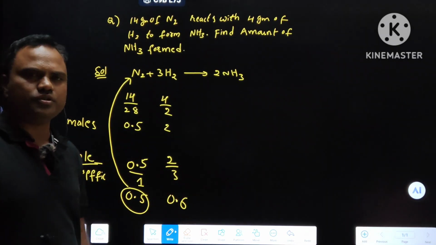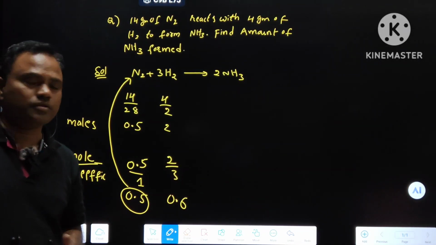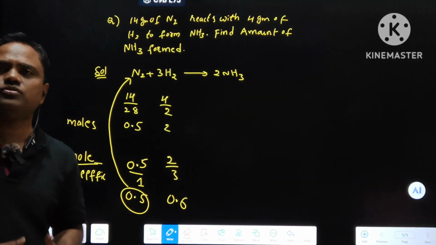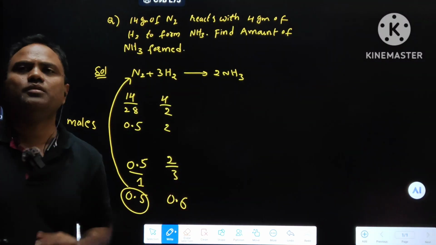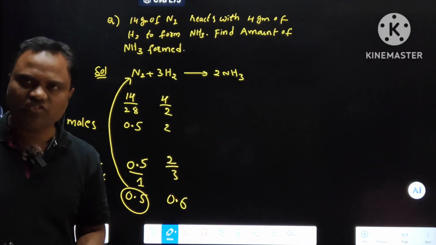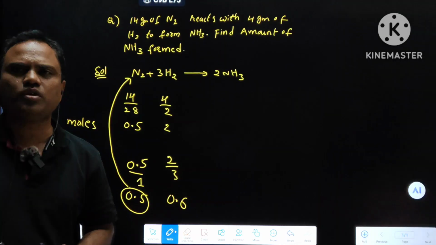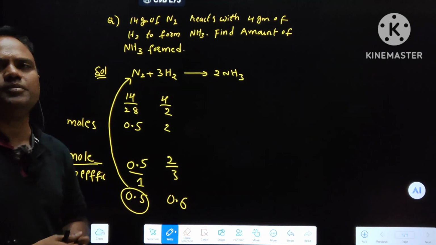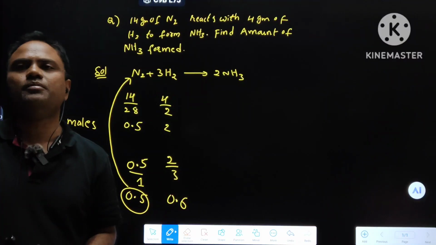Yesterday we completed up to this, finding the limiting reagent. The next step: what is the use of limiting reagent? In reactions like this, the limiting reagent decides the moles or amount of product formed. Here ammonia is forming. How much ammonia is forming depends on the limiting reagent. The product moles are decided by the limiting reagent only.